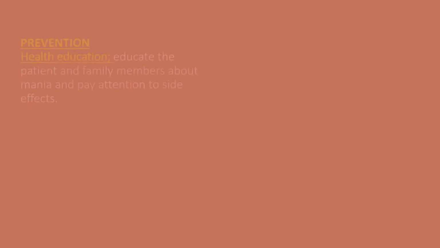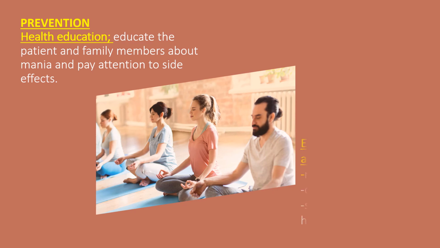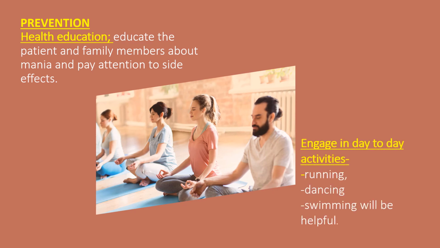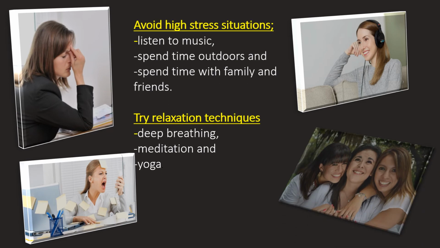Prevention. Educating the patient and family members about mania and paying attention to side effects. Exercises like running, dancing, swimming will be helpful. Avoiding high stress situations. Different things work for different people to help relieve stress, like listening to music, spending time outdoors, and spending time with family and friends.